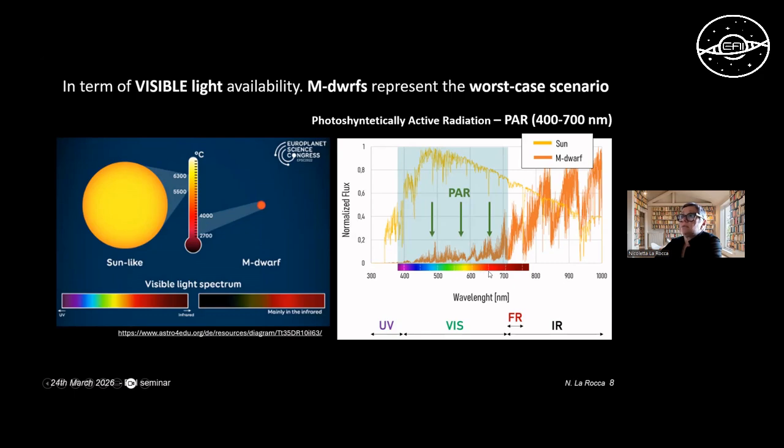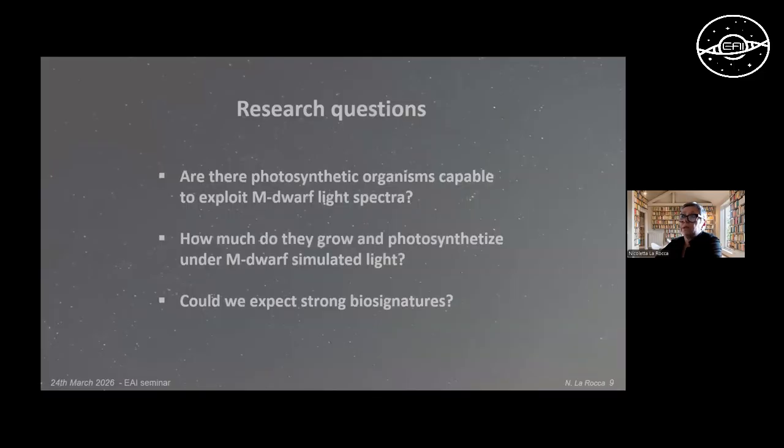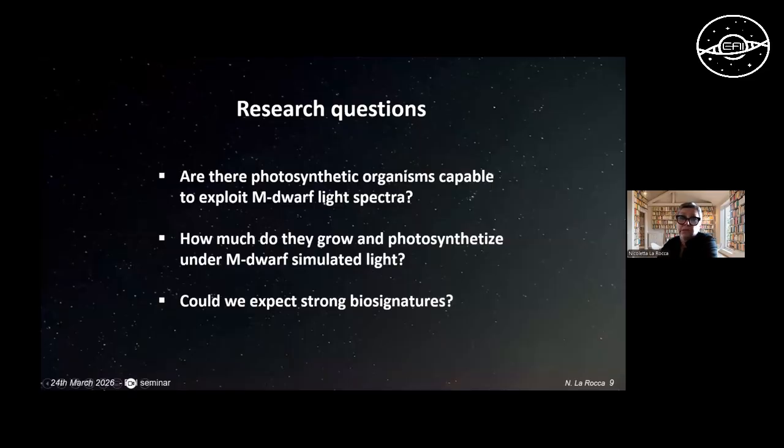And this is challenging because photosynthetic organisms utilize photosynthetically active radiation, so the visible light between 400 and 700 nanometers, to photosynthesize. So starting from this knowledge, we can consider different research questions. Are photosynthetic organisms on Earth capable of exploiting M-dwarf light spectra? How much do they grow and photosynthesize under simulated M-dwarf light? And could we expect strong biosignatures from this type of photosynthesis?